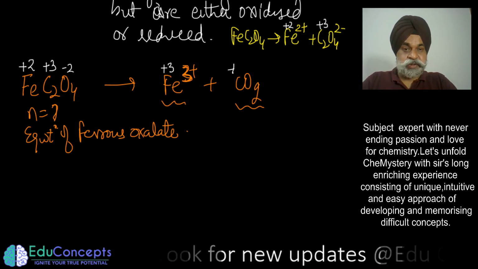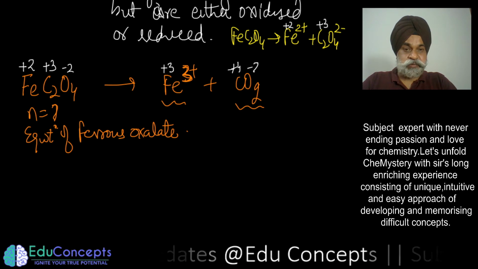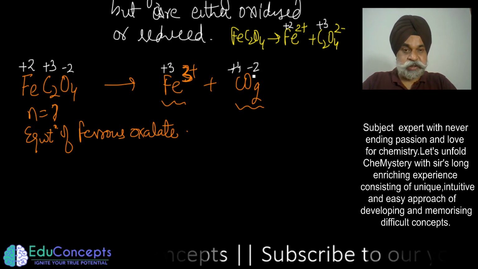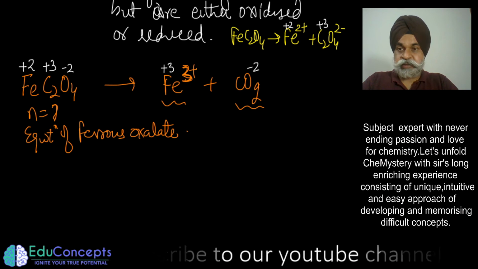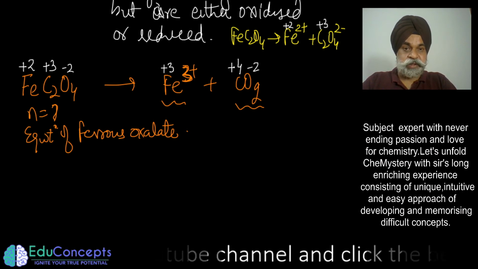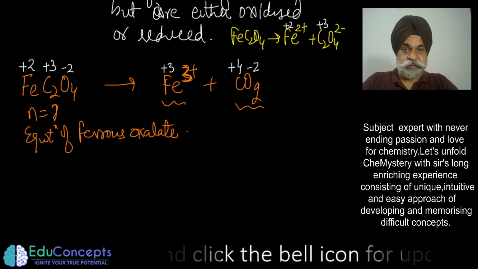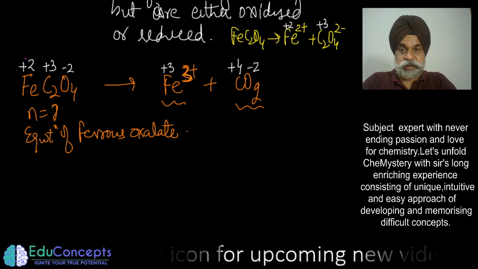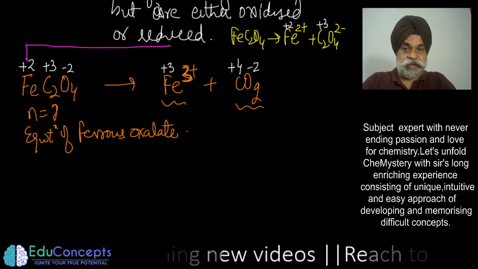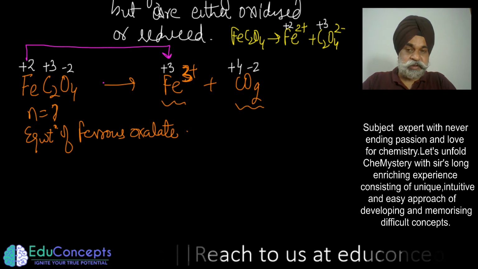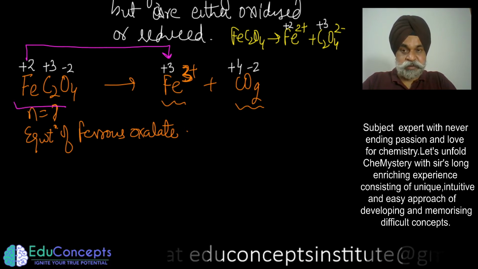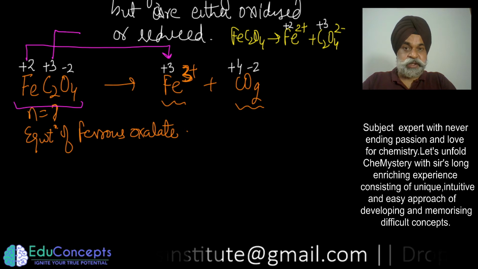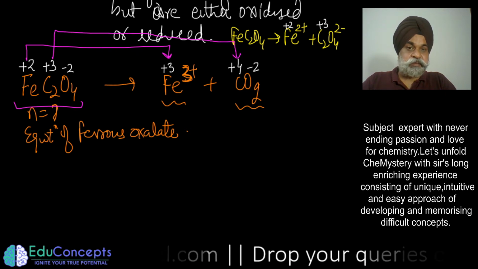So here it goes to +4 and -2. Let me write it a little neatly. So here it is +4, and now see what the case is. The case is here iron is going from +2 to +3. One element is undergoing a change in oxidation state of this particular compound, and another element is also undergoing a change in oxidation state. It is going to +4.